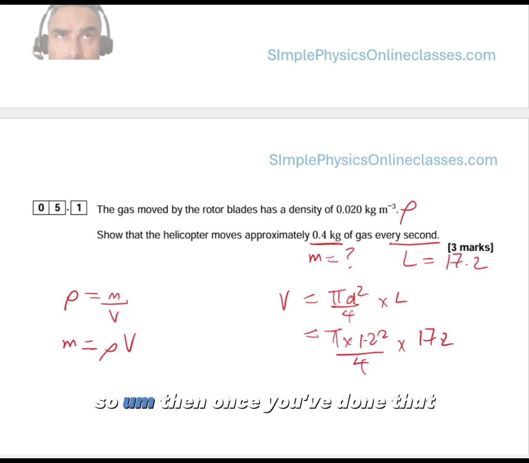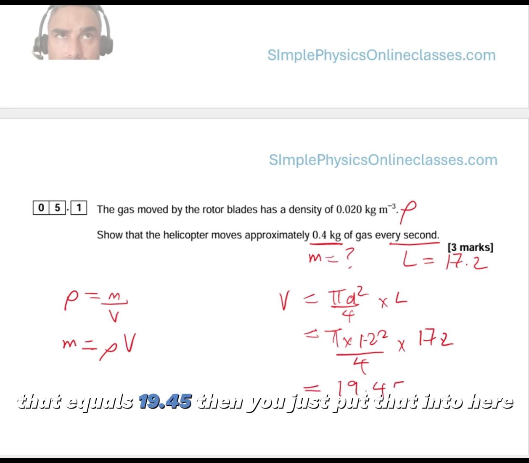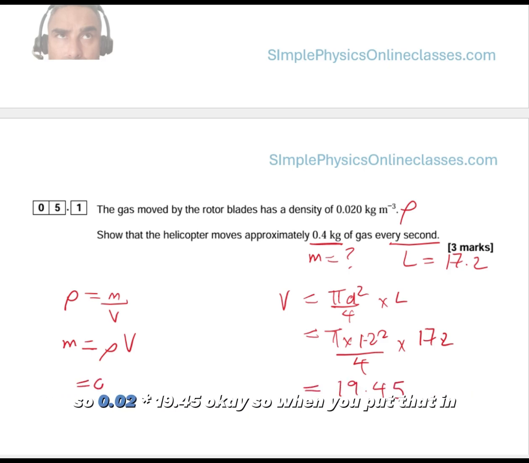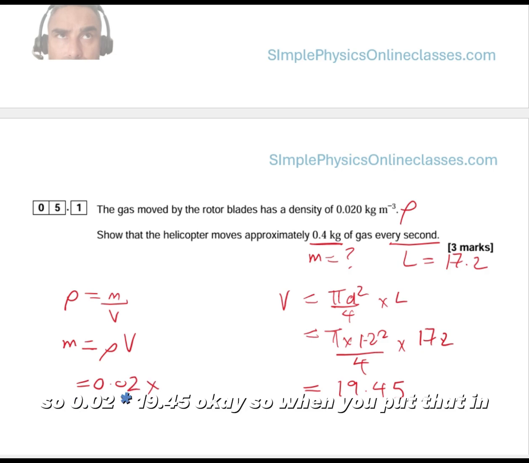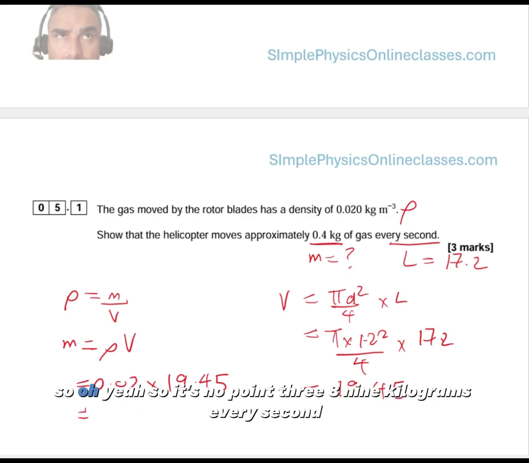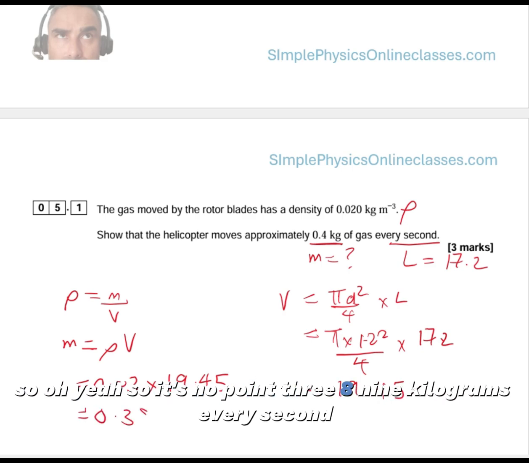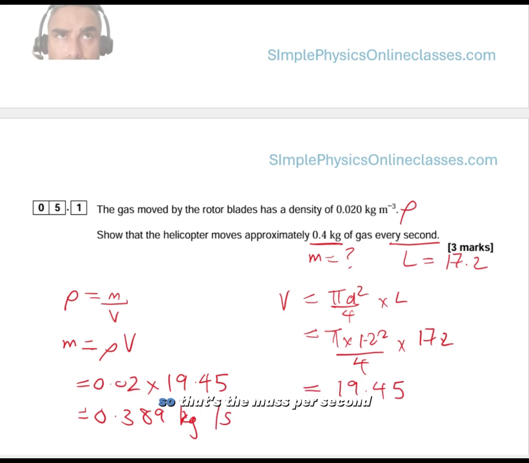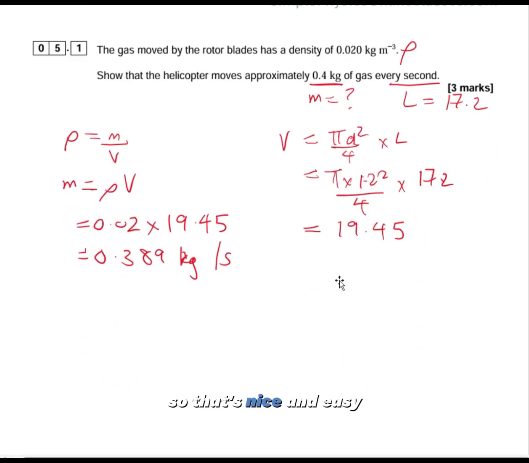Once you've done that, it equals 19.45. Then you just put that into here. So 0.02 times 19.45. When you put that in, let me just quickly work it out. Oh yeah, it's 0.389 kilograms every second. So that's the mass per second. That's nice and easy.